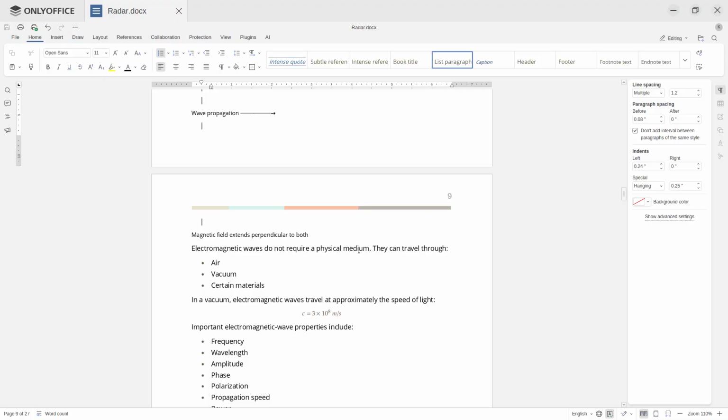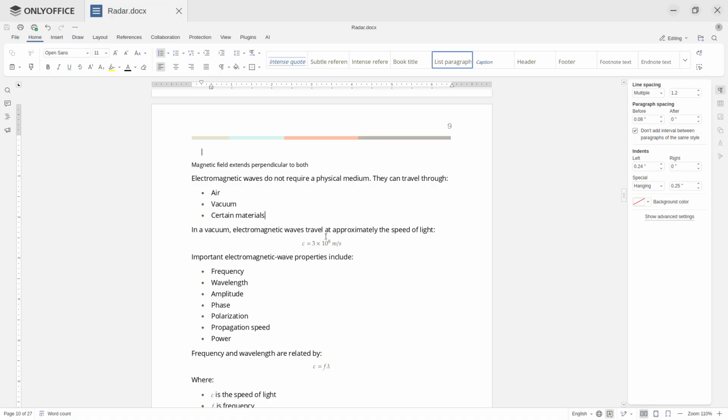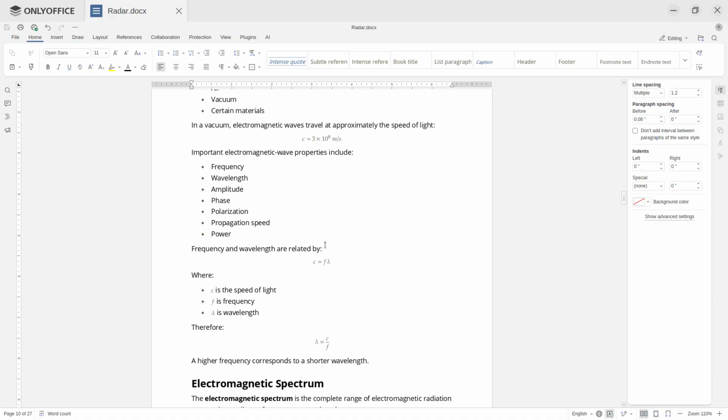Electromagnetic waves do not require a physical medium. They can travel through air, vacuum and certain materials. In a vacuum, electromagnetic waves can travel at the speed of 3 × 10^8 meters per second. Important electromagnetic wave properties include frequency, wavelength, amplitude, phase, polarization, propagation speed, and power.